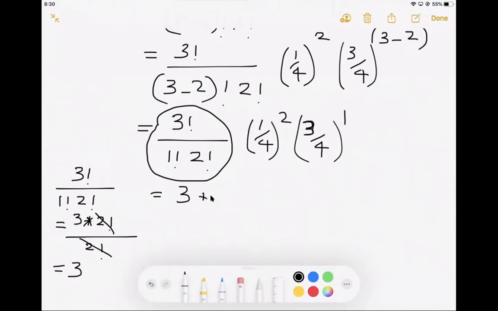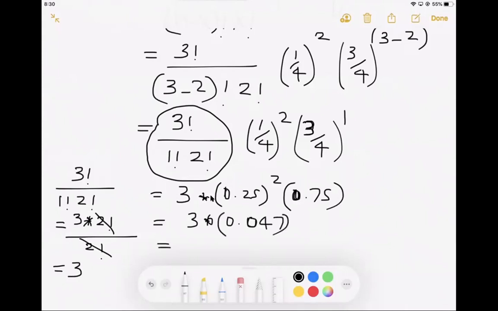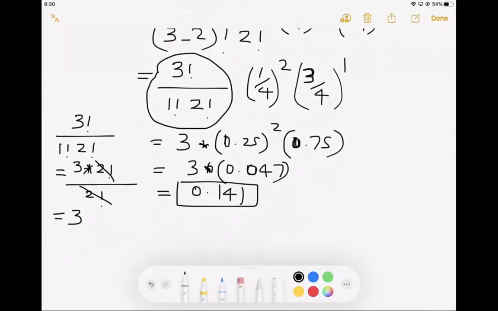Then 3 times 1/4, which is 0.25, squared, times 0.75. So the answer is 0.047. Then 3 times 0.047, the answer is 0.141. Okay, so this is the answer for slide number 30.